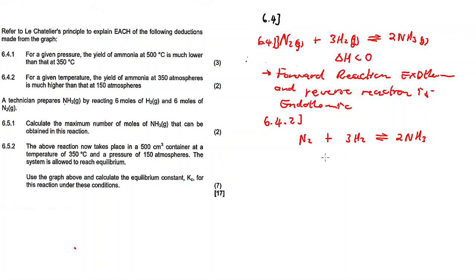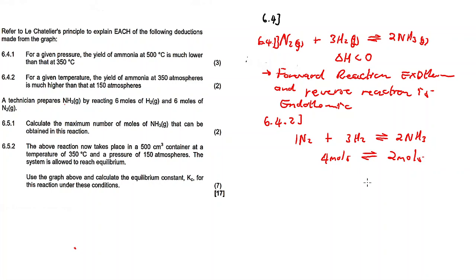the pressure, you need to look at the number of moles on the left hand side and the number of moles on the right hand side. So look here, I have 1 mole, here I have 3, so the sum gives me 4. So on the left hand side I have a total of 4 moles, and then on the right hand side I have a total of 2 moles. Right, look, for a given temperature, the yield at 350. I'm comparing with 150. So from 150 to 350 is an increase in pressure.